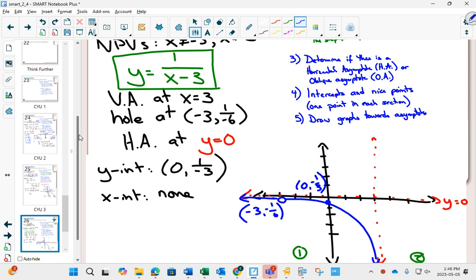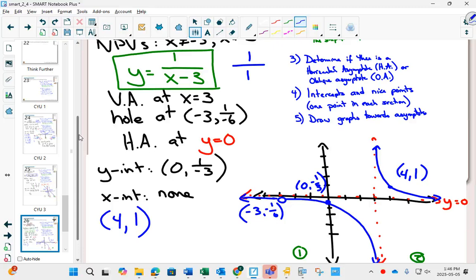I have nothing in section 2, so I might choose a nice point like plugging in 4. You see that if you plug in 4, you're going to get 4, comma 1. Go to my graph, 4, comma 1. And that's enough to go towards the asymptote there and there. So here we have a regular graph with a hole.